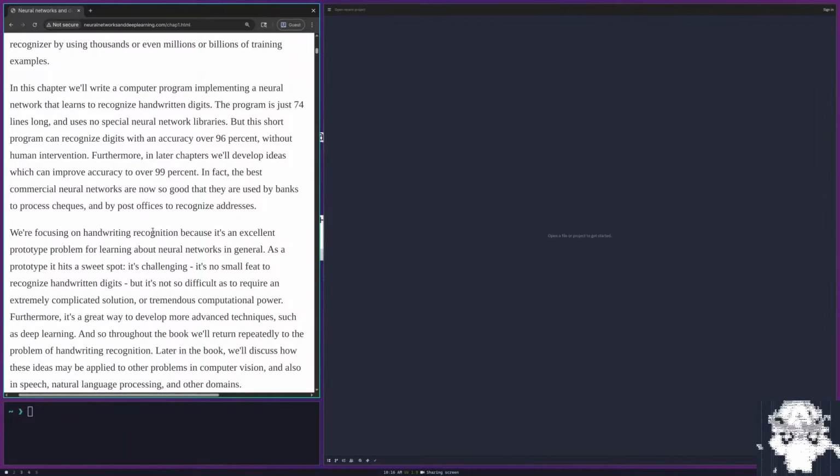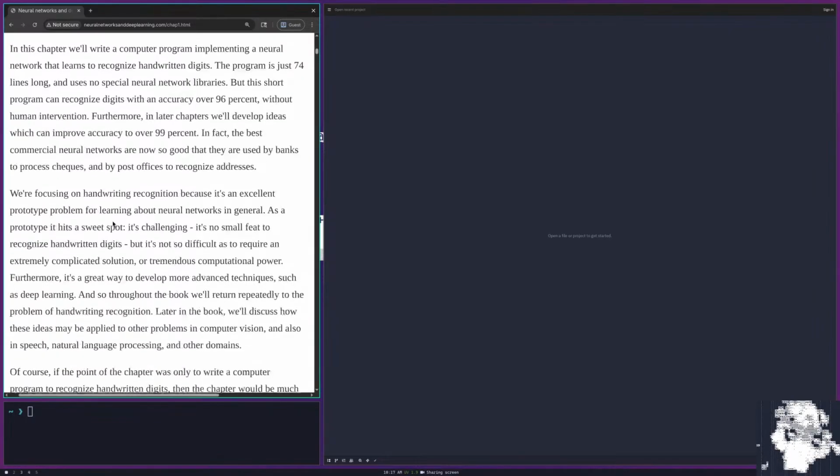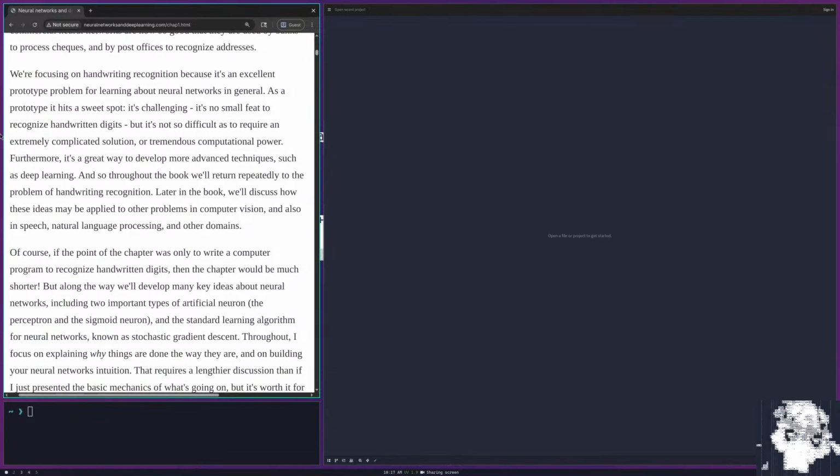In this chapter, we'll write a computer program implementing a neural network that learns to recognize handwritten digits. The program is just 74 lines long and uses no special neural network libraries. But this short program can recognize digits with an accuracy over 96% without human intervention. Furthermore, in later chapters, we'll develop ideas which can improve accuracy to over 99%. In fact, the best commercial neural networks are now so good that they are used by banks to process checks and by post offices to recognize addresses.